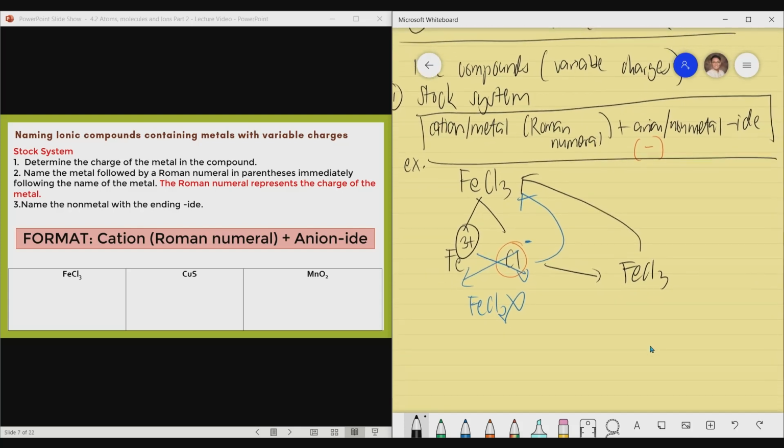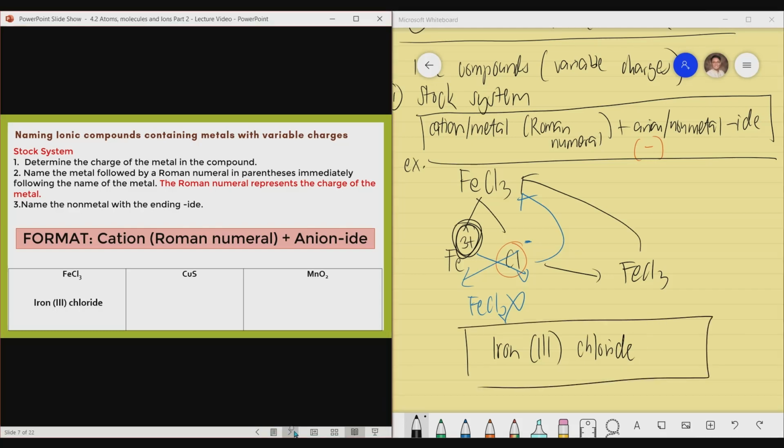So therefore, FeCl3, I will get the name iron, Roman numeral. The Roman numeral represents the charge. So ang charge ay 3. Iron 3, and then non-metal, chlorine, plus IDE, chloride. Therefore, my final answer is iron 3 chloride. Okay? Easy, very easy. The part that may look challenging is this one, the part we need to deduce.